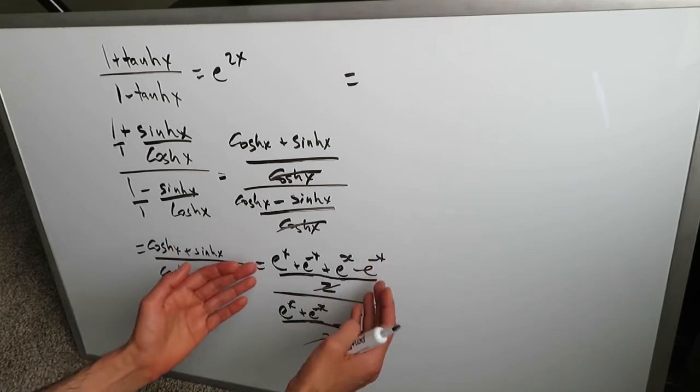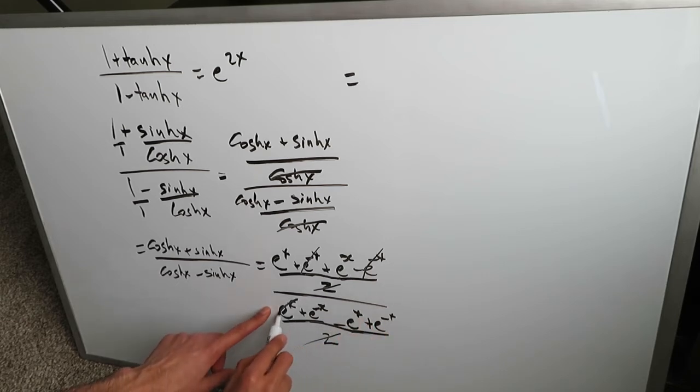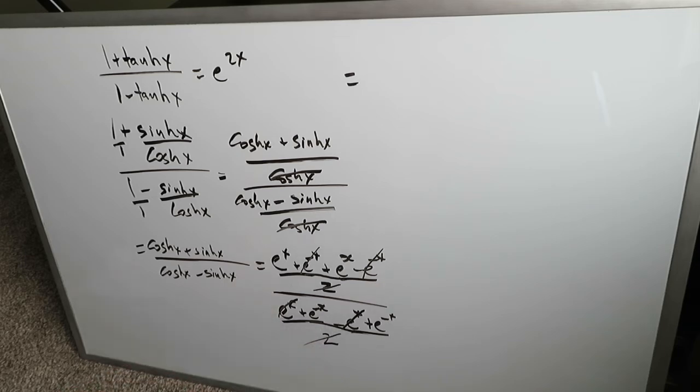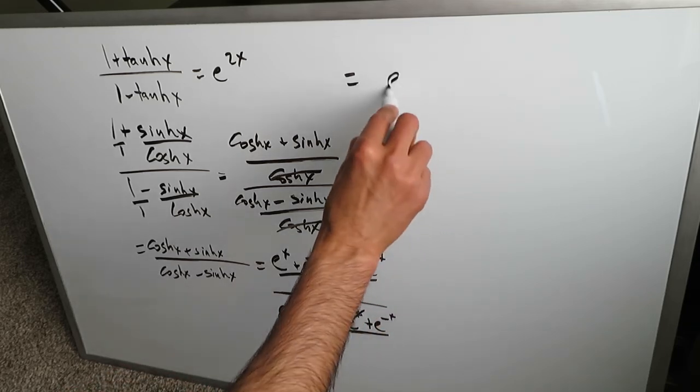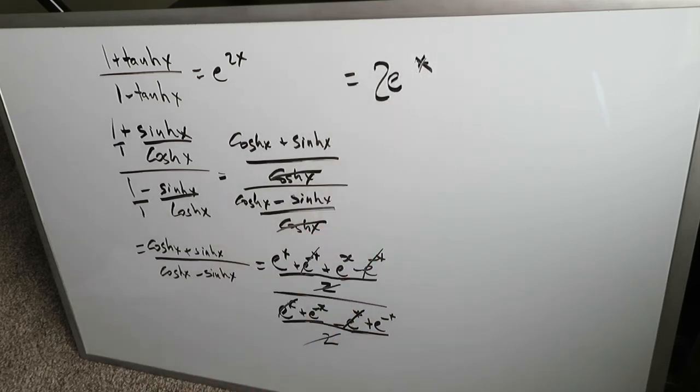Now all you gotta do is cancel out things. You gotta look for those things. You have e to the minus x and minus e to the minus x. These can cancel out. It's like saying 1 minus 1 is 0. And look over here, plus e to the minus x and plus e to the minus x, they don't cancel out. But what cancels out here? e to the x and minus e to the x. In essence, you get on the top 2e to the x.